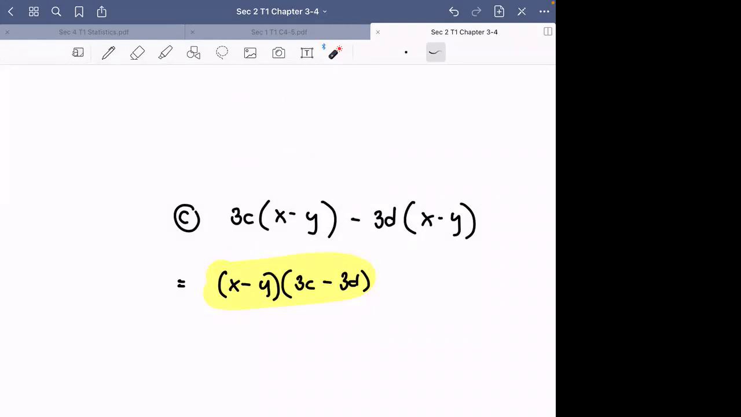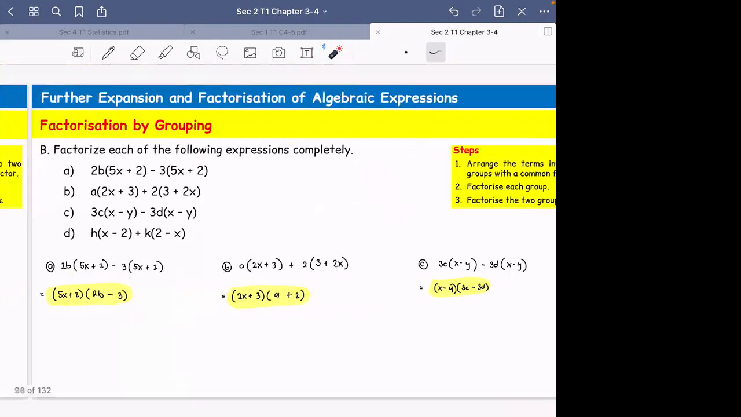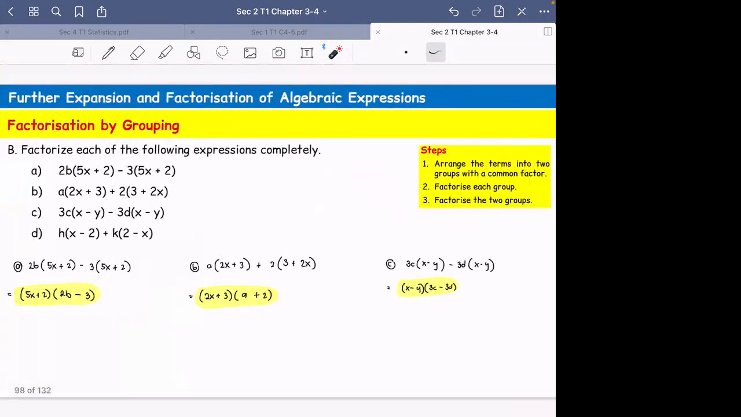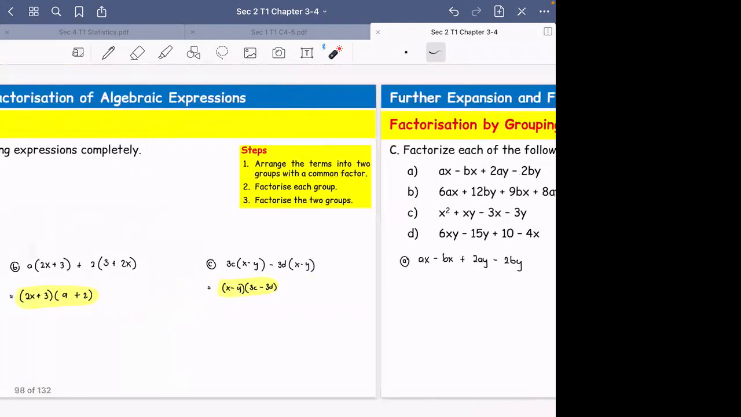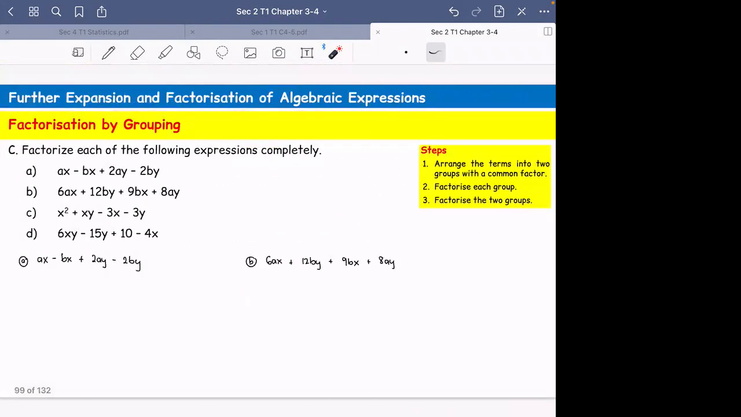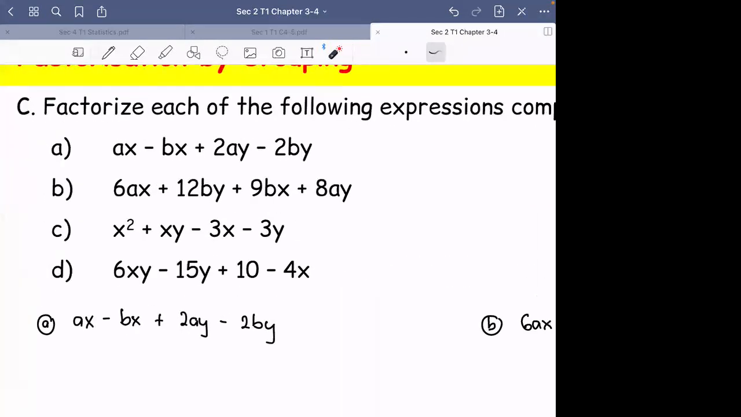Okay. So we have this set and then this set. Let's apply what we did with this one. This is the actual factorization by grouping. Now observe the question first. Factorization by grouping applies when you have 4 terms in a question. All of these questions here have 4 terms. So look at letter B. We have 1, 2, 3, and 4. All of the questions here have 4 terms.